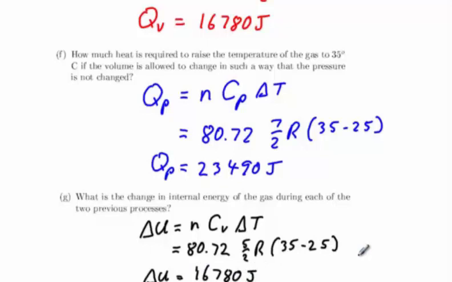Remember, back in part E of the problem, we calculated the amount of heat assuming that the volume was a constant. When the volume is a constant, there's no work done. When there's no work done, the first law of thermodynamics, delta U is Q minus W, simply reduces to delta U equals Q, and so every one of those 16,780 joules went into the internal energy.